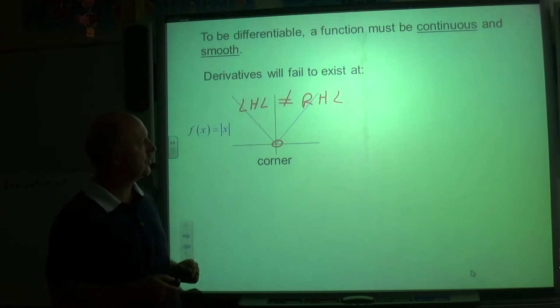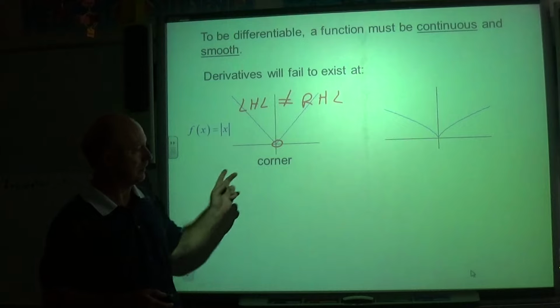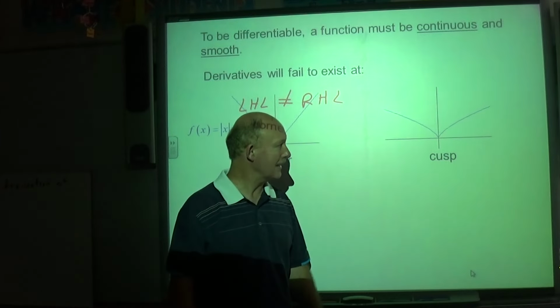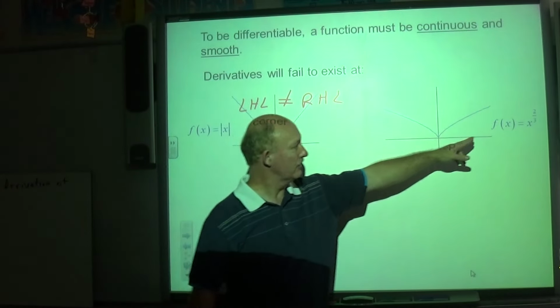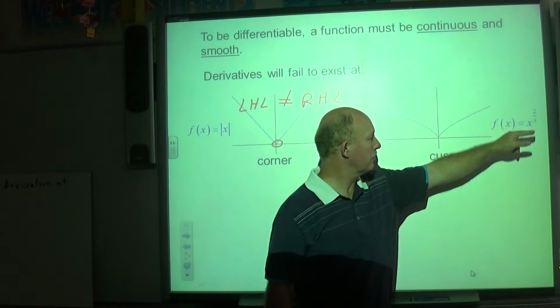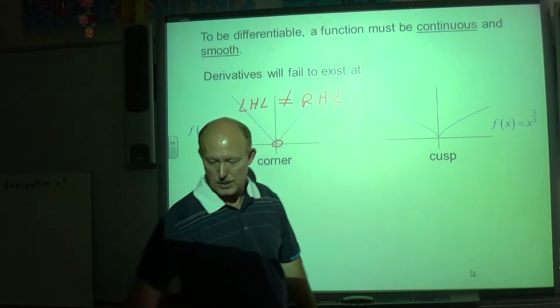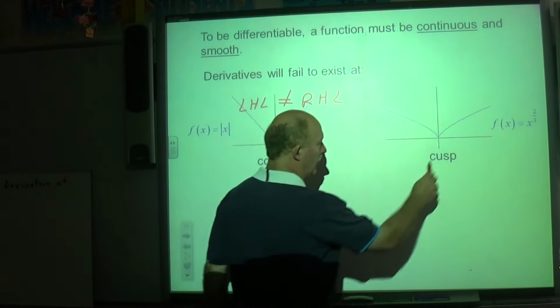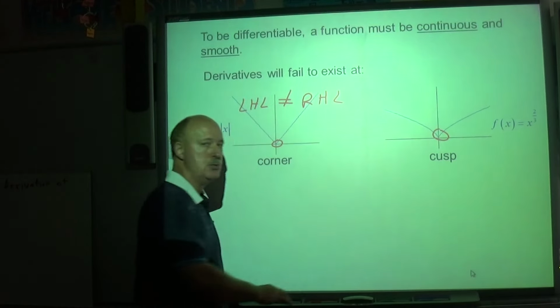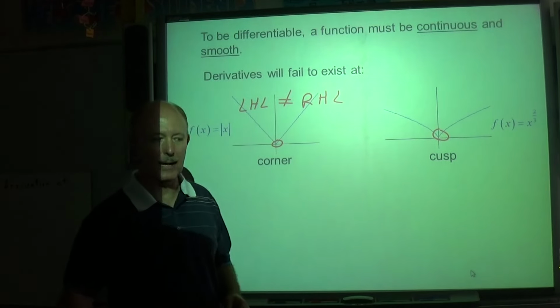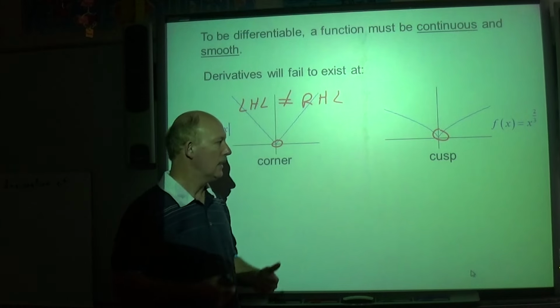Now, another instance where the derivative doesn't exist would be something like this. Once again, you can see this is a cusp. This is f of x equals x to the 2/3 power. And you can see right there, you've got that very sharp corner. This is called a cusp. No derivative at a cusp. Once again, it comes to a point, no derivative there.